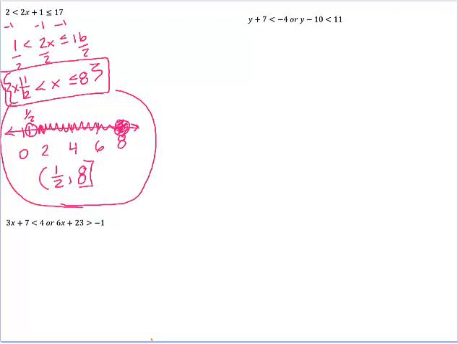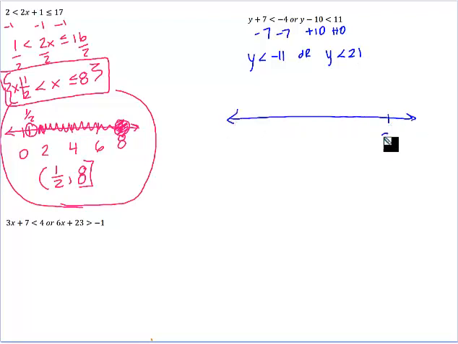Next up, y plus 7 is less than negative 4, or y minus 10 is less than 11. So we're going to subtract our 7 to get y is less than negative 11, or here we will add our 10 to get y is less than 21. So on our number line, we're going to need 21 and negative 11.